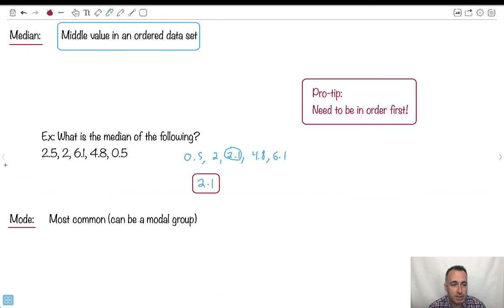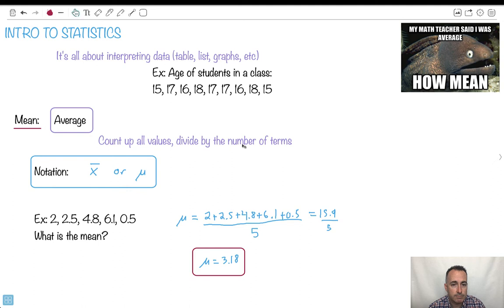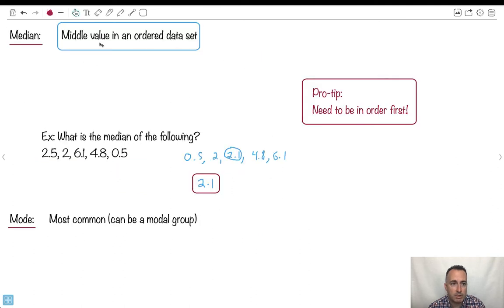So far we've done mean. Mean is the average. We've got the median, which is the middle number. Now we've got something called the mode. That's just the most common one, so whatever happens most often. If you have a big table that tells you the frequency of things, it's the one that has the largest frequency.